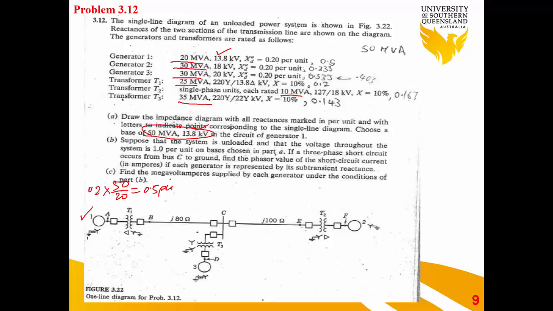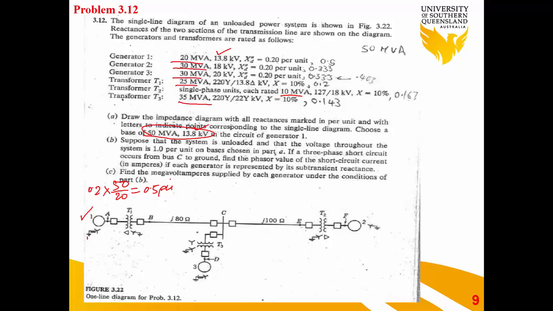What does it mean? 10% actually 0.10, and then 25 MVA, so 0.2. And then transformer 2, 10 MVA, 10%, and 1.6 single phase. Okay. This one is single phase, 5 times.